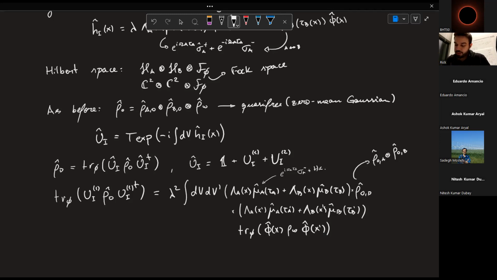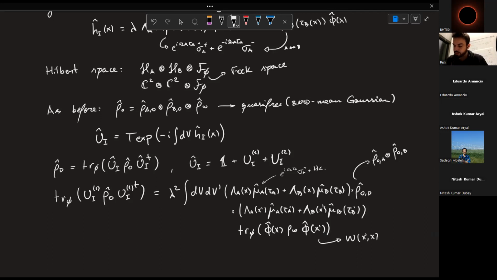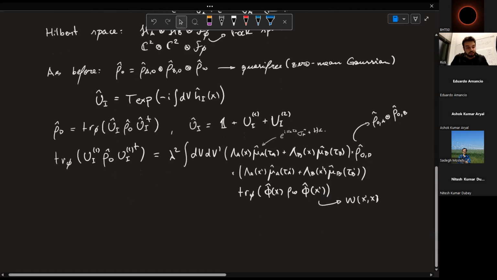Each one of these terms multiplied by this term here is simply the Wightman function, right? This is the Wightman function of x prime, x, because you need to have the rho, you have to change the order in the trace. But you would get 16 terms. So again, an annoying calculation to be done, right?